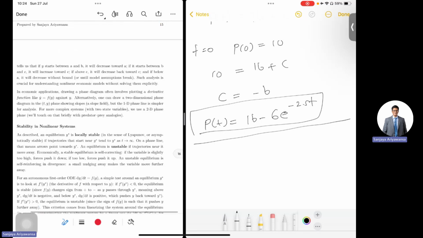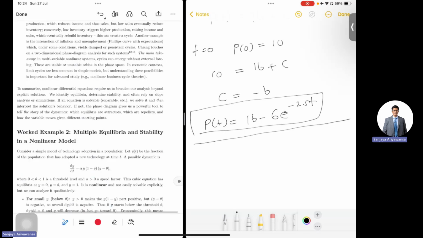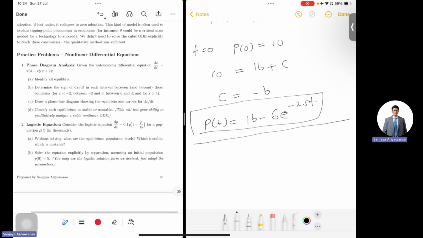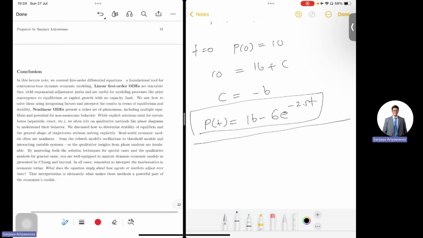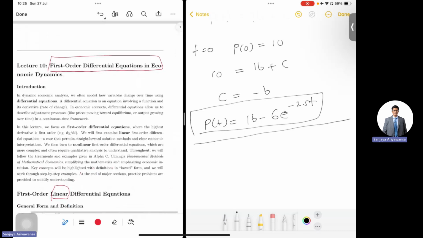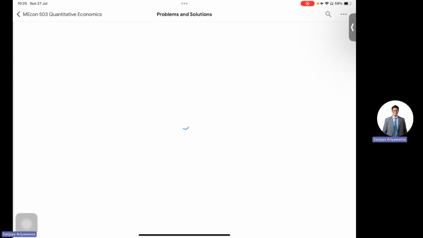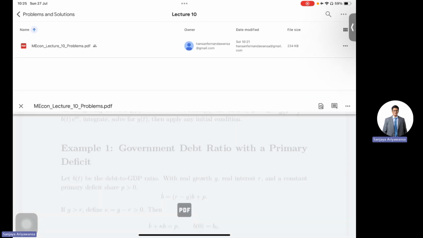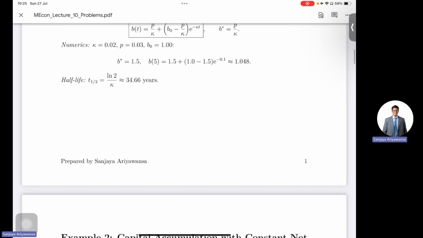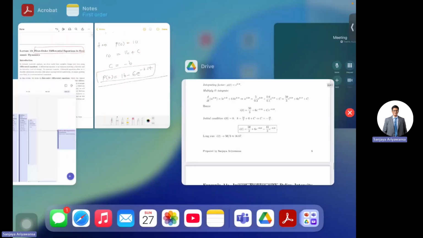At the end, I have given a few more economic examples of nonlinear equations, a few more worked examples. Maybe you can also go through some practice problems, if you're interested. But what I would suggest is in the Google Drive folder where I have given problems and solutions, lecture 10, maybe you can go through some of these problems, which cover first order linear differential equations, the standard form that we covered. So maybe you can go through some of these questions and answers and practice.